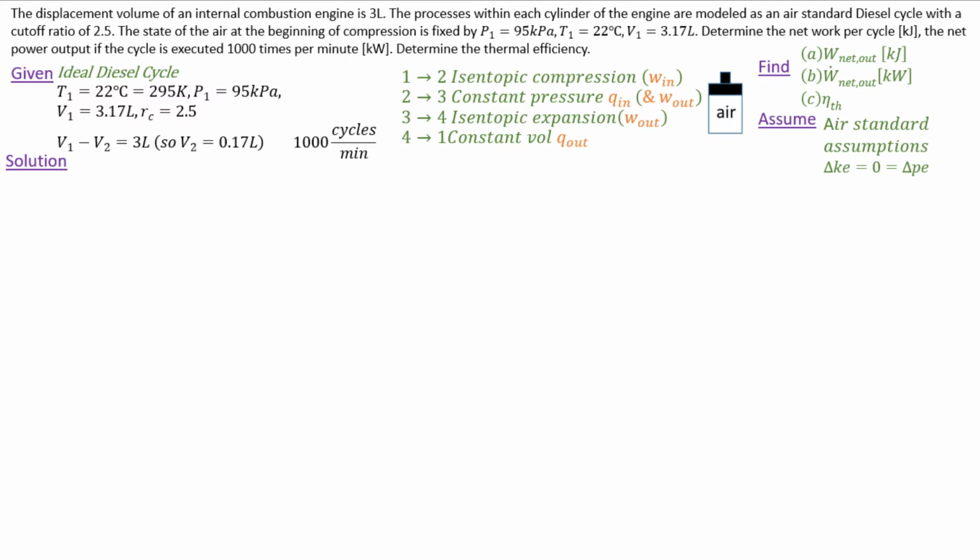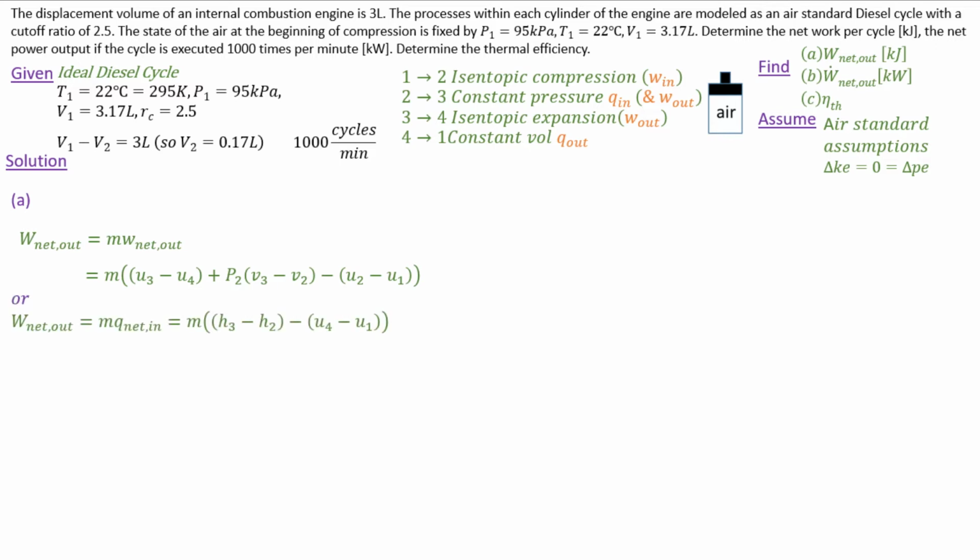So the work net output is equal to big W net out, and that's equal to the mass times little w net out. So let's look at the little w net out first. We could put that as the work output between 3 and 4 plus the boundary work between 2 and 3 minus the work required for the compression process between 2 and 1. But we might want to simplify it just a little bit and put it in terms of Q net in as opposed to work net out, because for any cycle, work net out and Q net in are equal to one another.